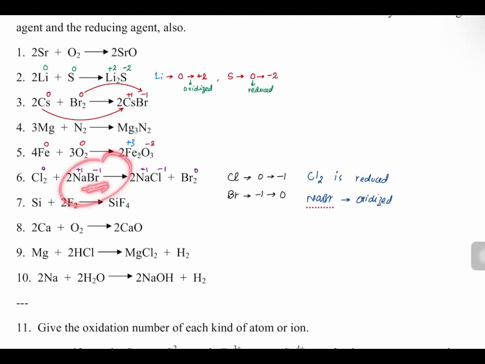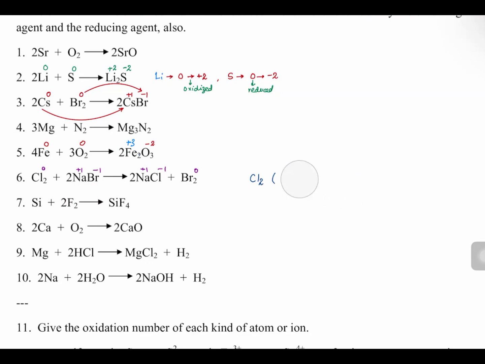I'm supposed to tell you Cl2 is the oxidized species. No, it's gaining electrons, sorry. Cl2 is the reduced species, and Br minus is the oxidized species. Okay, are you getting my point? Is that clear for all of you? Are you getting my point? Yes or no?